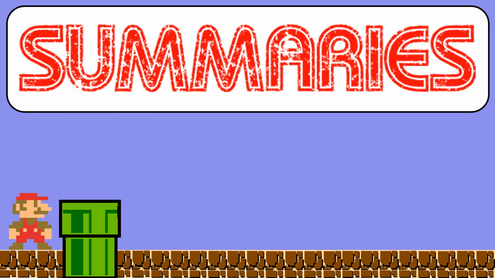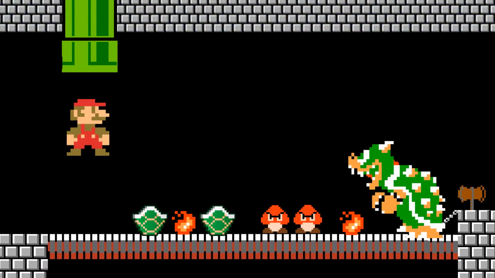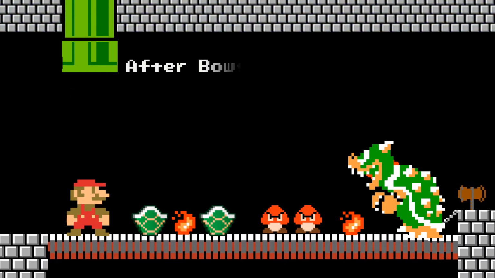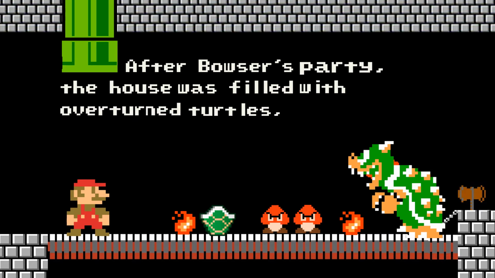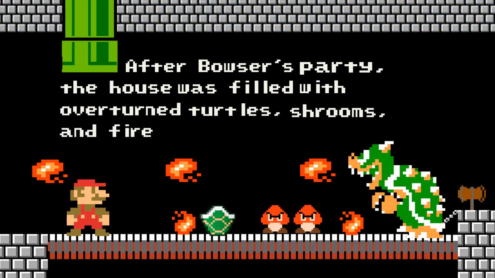Colons can also be used to introduce summaries. So let's take a look at how colons function in this context. Looks like Mario has showed up late for the house party. So we have a long clause here. After Bowser's party, the house was filled with overturned turtles, sorry Yoshi, mushrooms, and fire. Don't stay away from that fire, Mario.